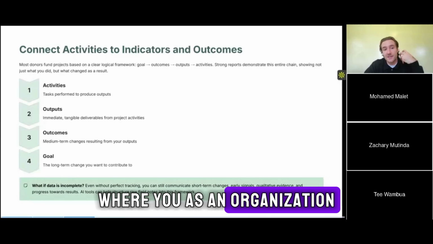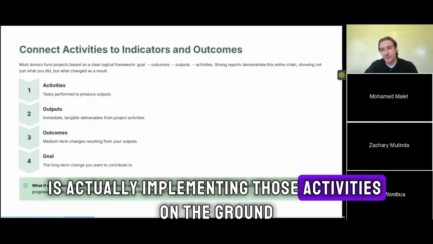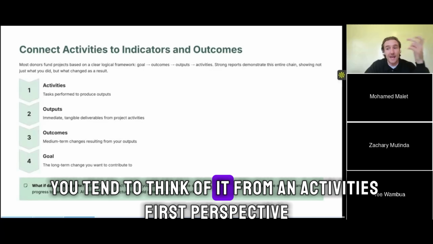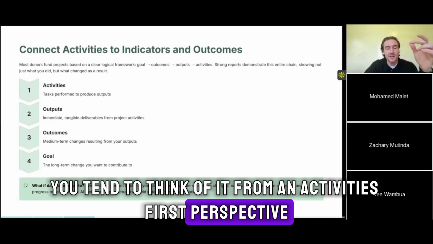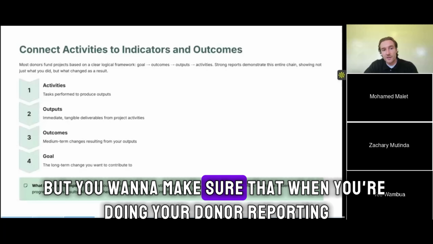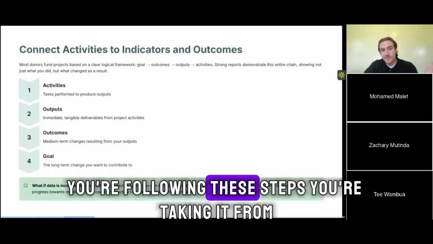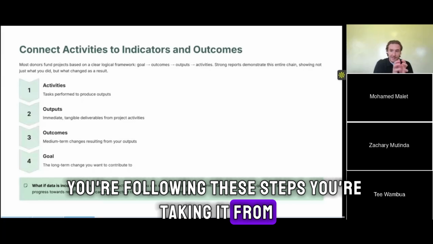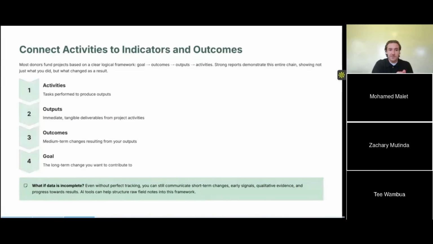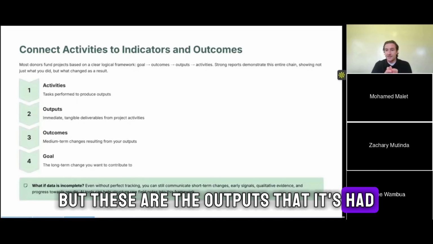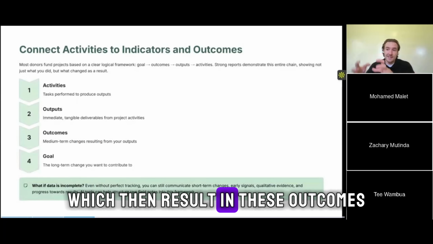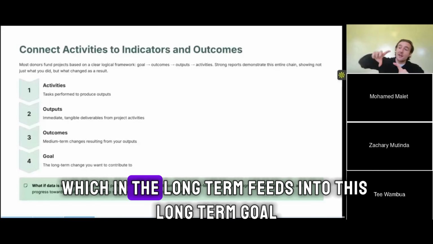Whereas you, as an organization that's actually implementing those activities on the ground, tend to think of it from an activities-first perspective. But you want to make sure that when you're doing your donor reporting, you're following these steps. You're taking it from, okay, this is what we're doing on the ground, but these are the outputs it's had, which then result in these outcomes, which in the long term feed into this long-term goal.